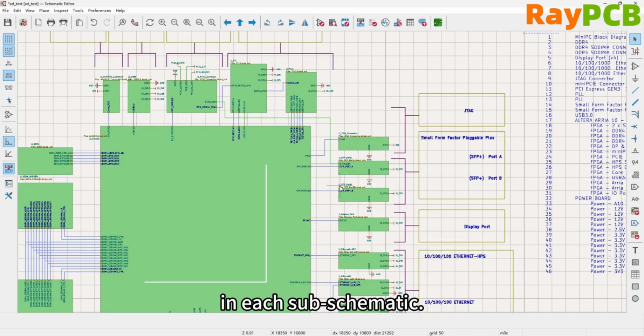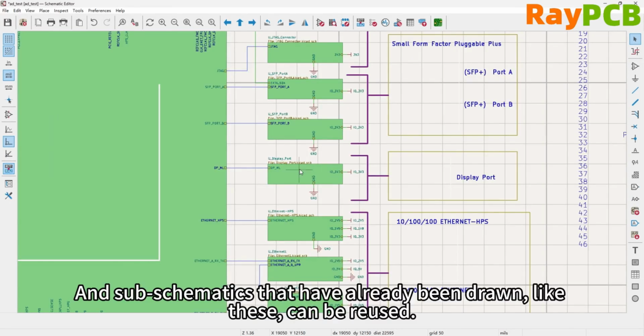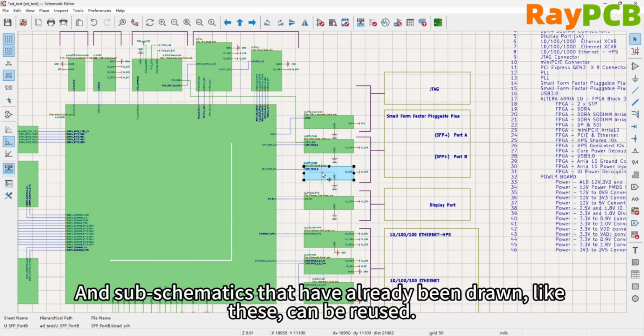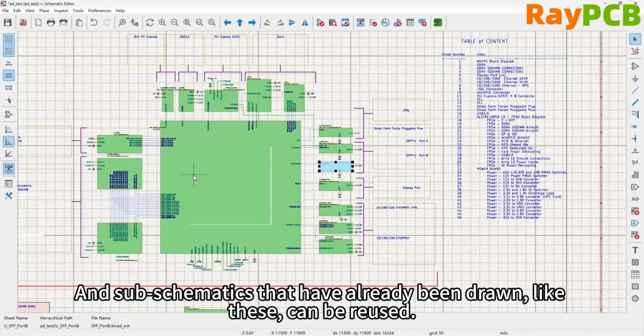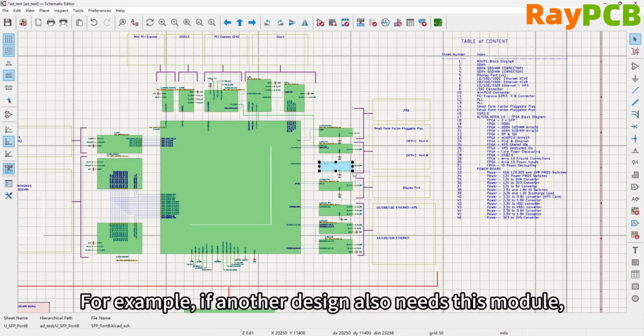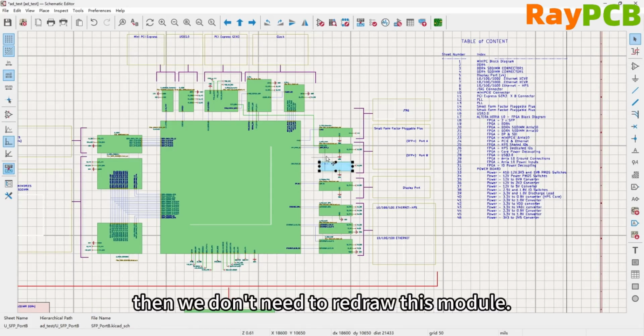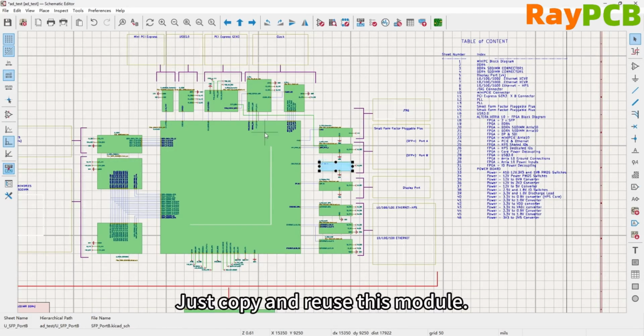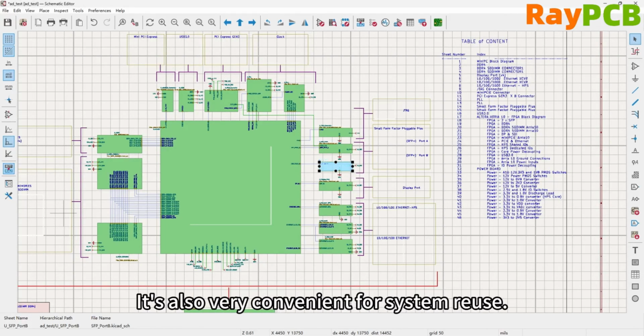This allows us to clearly know how many labels we need to reserve for external connections in each subschematic. Moreover, these already completed subschematics can also be reused. For example, if another design also requires this module, I don't need to redraw it. I can simply copy this module over and reuse it. This makes system reuse very convenient as well.